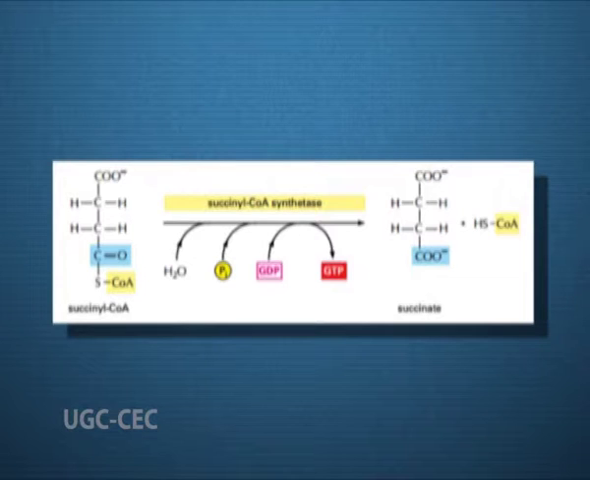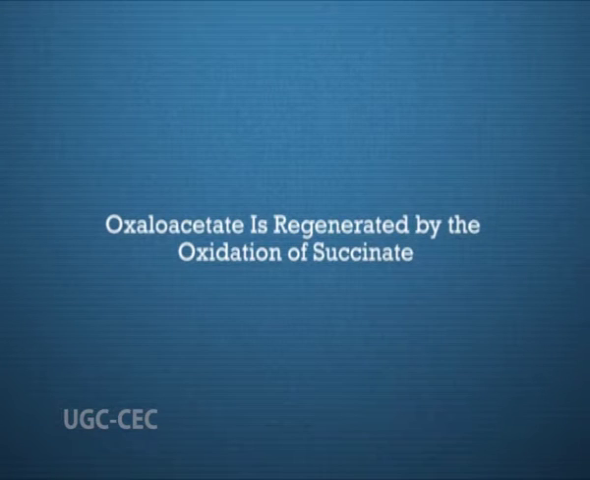But here, the cleavage of the thioester bond of succinyl-CoA to yield succinate and CoA is coupled to the phosphorylation of a purine nucleoside diphosphate, usually GDP. This reaction is catalyzed by succinyl-CoA synthetase, or succinate thiokinase. This reaction is the only step in the citric acid cycle that directly yields a compound with high phosphoryl transfer potential. Next, oxaloacetate is regenerated by the oxidation of succinate.